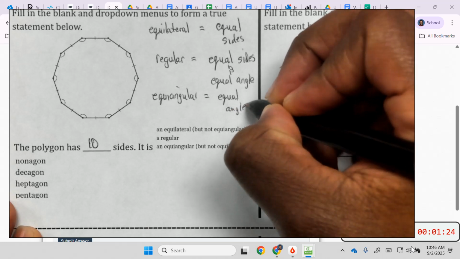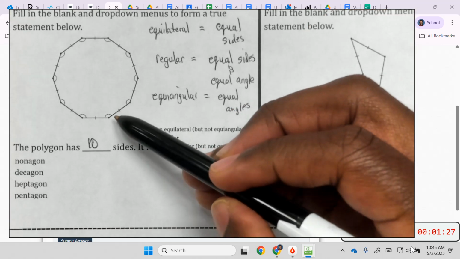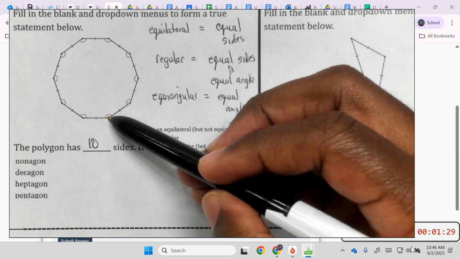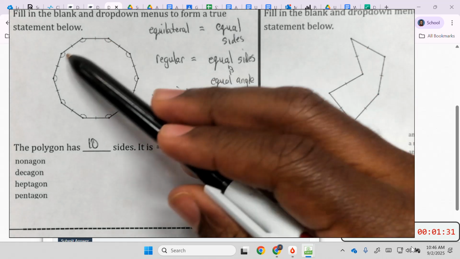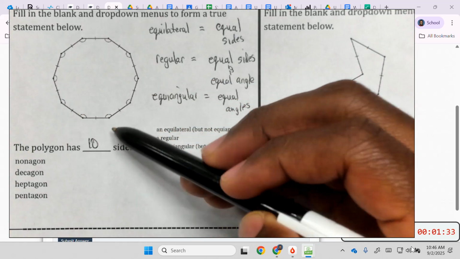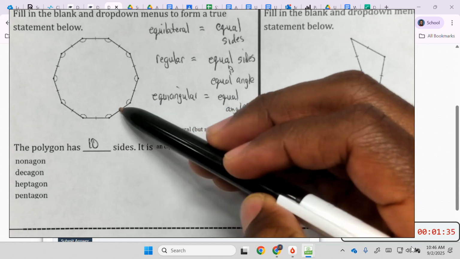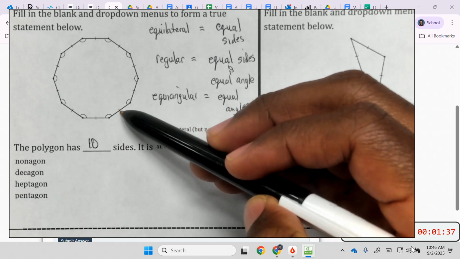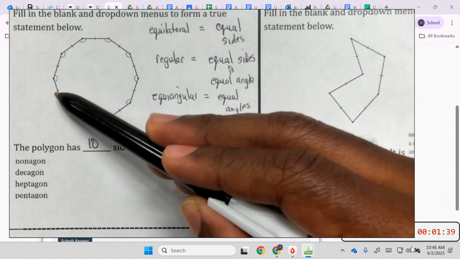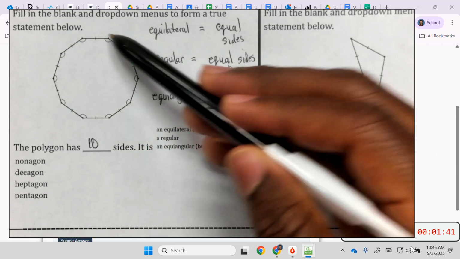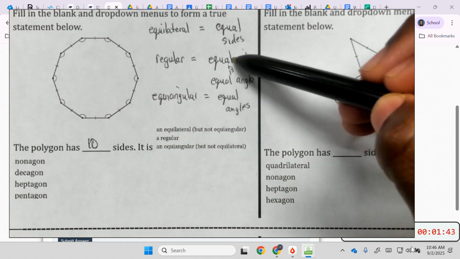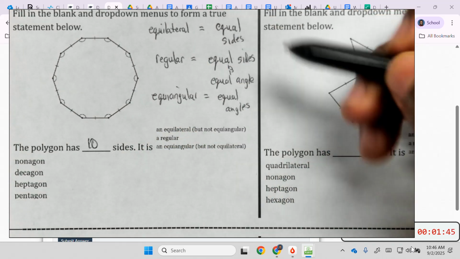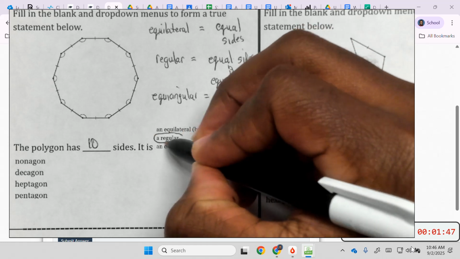In this case, we see the same symbol representing each of the different angles, so that means it has equal angles. And then we see these lines right here. This line means congruent, or that they are all the same measurement. So all these lines are the same. So it's both equal angles and equal sides, so it's a regular figure.